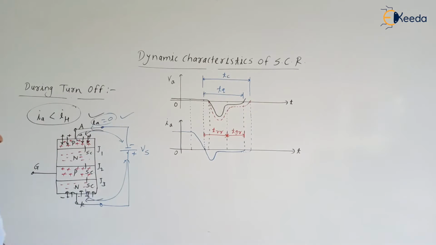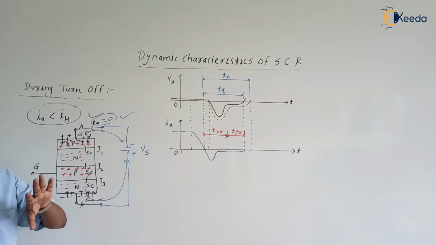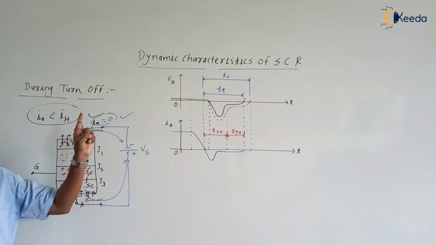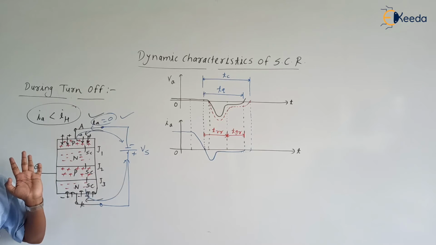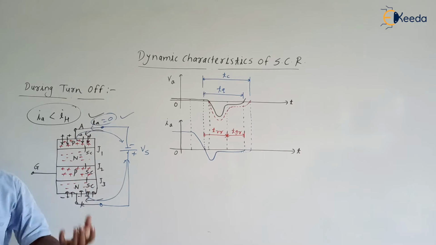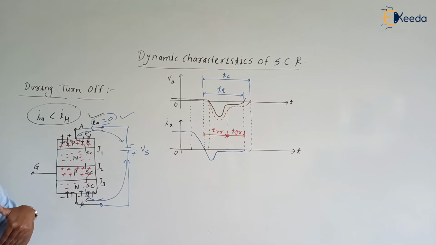For the formation of depletion layers across J1, J2, J3, we first need to remove the added charge carriers from all the 4 layers. From where did the added charge carriers come into all the 4 layers of the SCR? They came from the supply only, right? When the SCR was in the on state, electrons were added into all the 4 layers of the SCR. So how do we remove the added charge carriers?